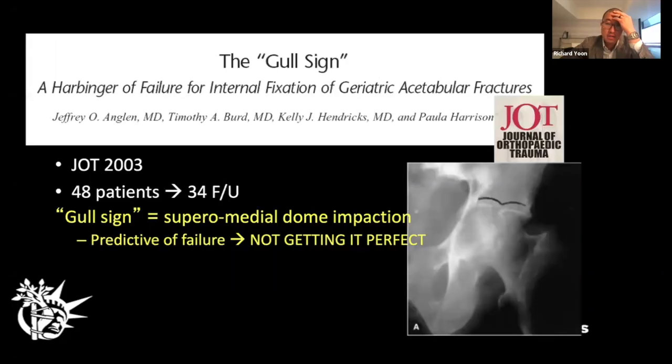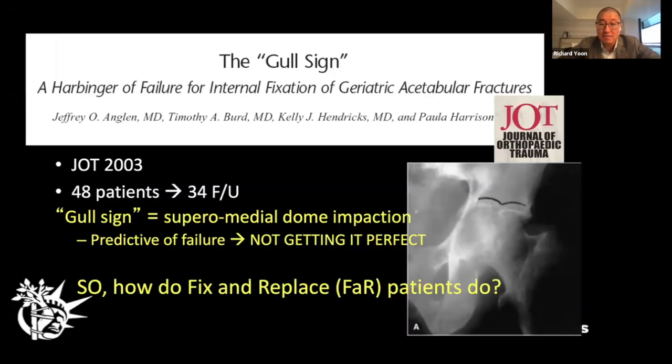So, what are the poor prognostic factors? Another paper that is a classic paper. If you haven't read this, it's an easy, short read. Jeff Anglin looked at 48 patients, with 34 having follow up. And this gull wing sign, this classic superior medial dome impaction, and honestly, a lot of times it doesn't look as pretty as this. Sometimes there's comminution that comes with this. It is absolutely predictive of failure, and it's not even a question. The consistency of the gull wing sign and the Marshall impaction have shown early arthritis as well.